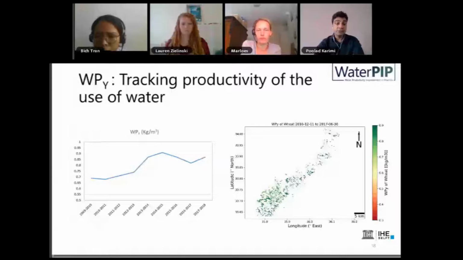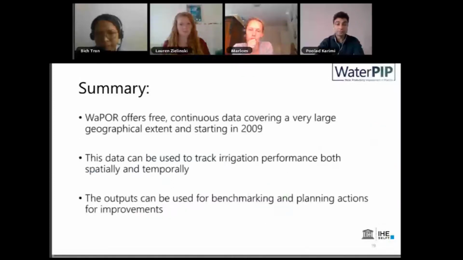And last but not least is the water productivity, and that tracks productivity of use of water. And you see, generally it changes through years. In Bekaa Valley, we see a general increasing trend in water productivity from 2009 to 2019. And then you can also see how this distribution is within the Bekaa Valley in Lebanon, to help us understand where we should focus, where the good spots are and what we learn from them, and what kind of interventions can be used to improve the spots that are having lower water productivity.